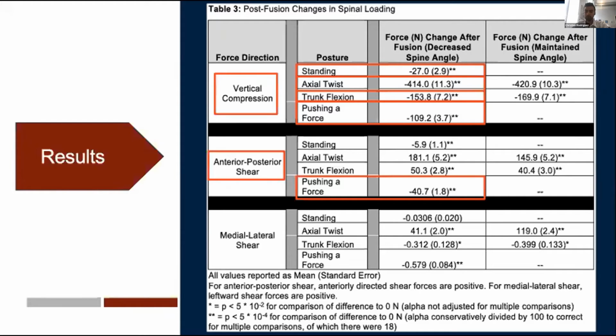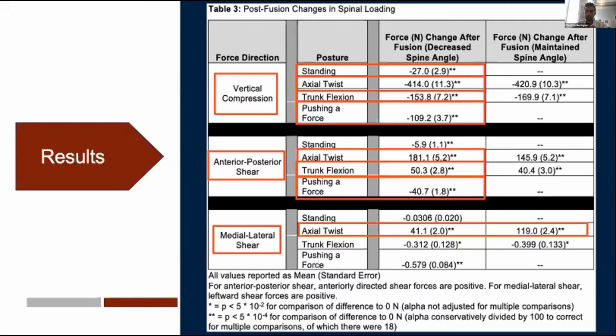Anterior posterior shear force significantly decreased 40.7 newtons during pushing a force. During axial twist, anterior posterior shear force significantly increased 101.1 newtons, from 23.16 newtons to 204.2. During trunk flexion, anterior posterior shear force significantly increased 50.3 newtons. And medial lateral shear force significantly increased 41.1 newtons during axial twist.